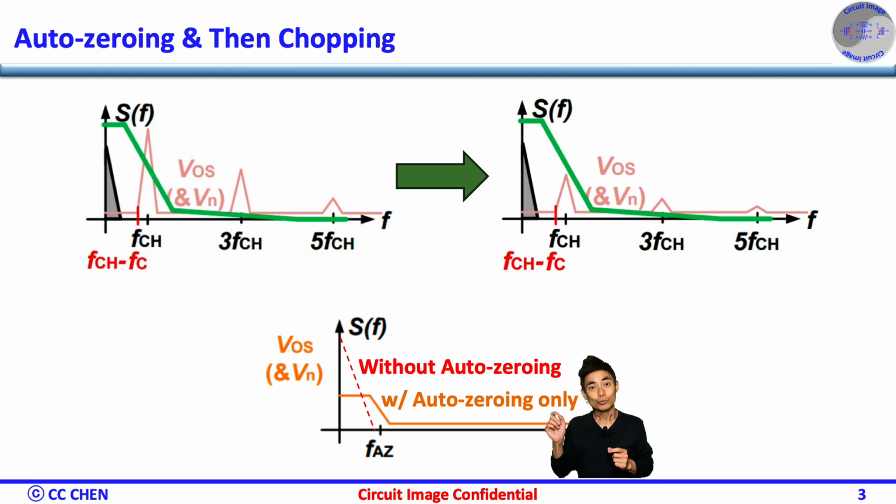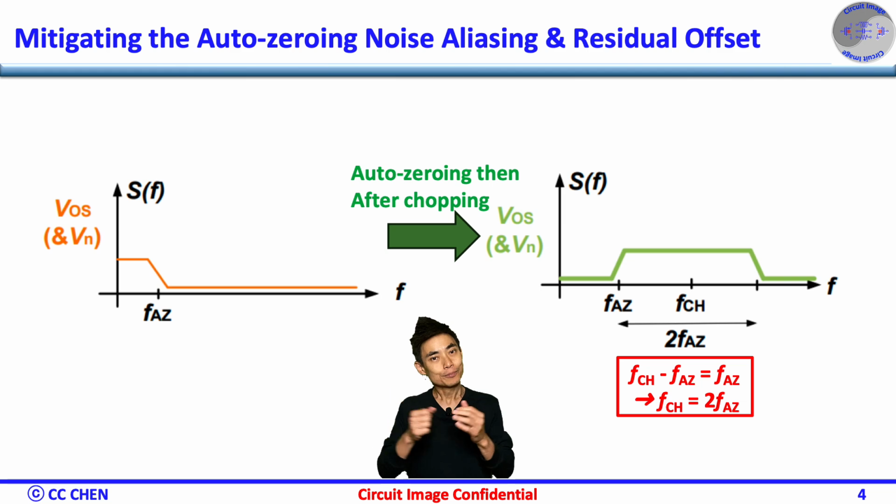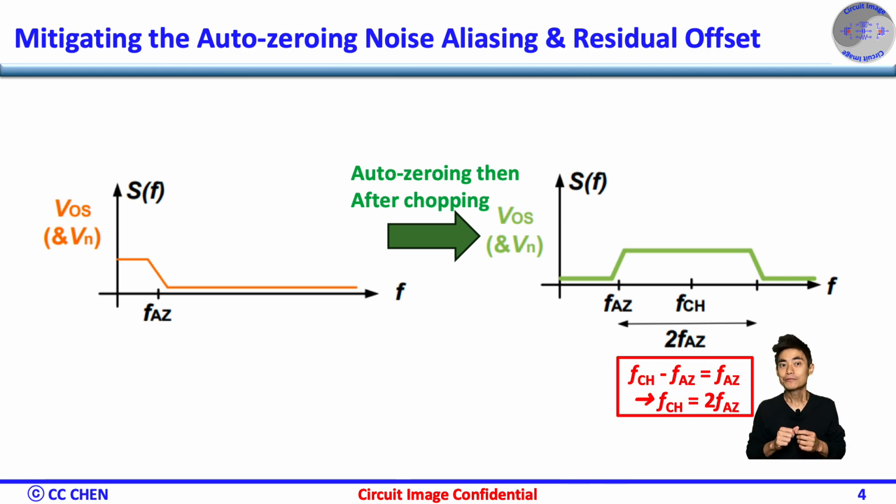Even though we did not improve the low pass filter, you can see both auto zeroing and chopping improve the low frequency noise a lot. But from the frequency image, do you see any constraint of the chopping and auto zeroing in frequency? Bingo! The chopping frequency must be twice the auto zeroing frequency.